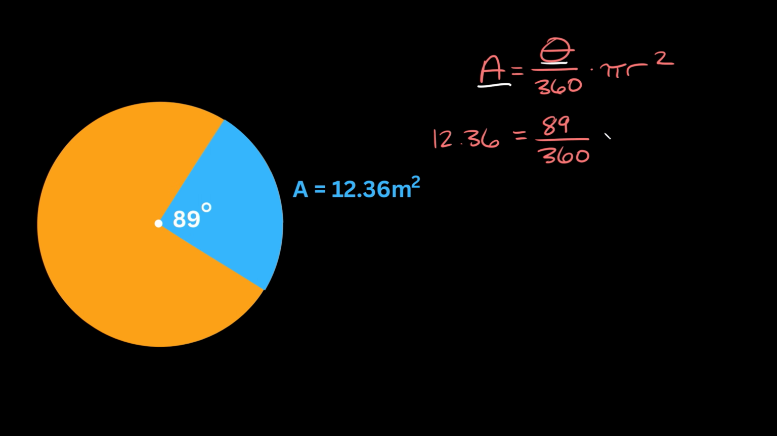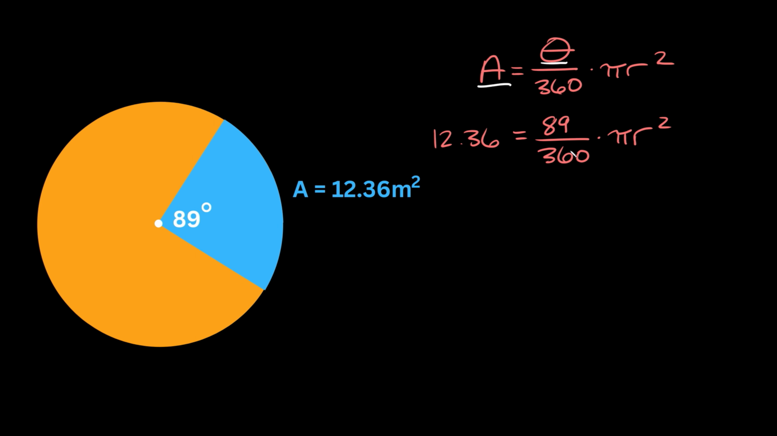Now let's write in the rest of our formula. So here we're just going to multiply times pi r squared. And again, we don't know the radius, right? That's what we're looking for. So in order to solve for r, we want to isolate it, right? So let's try and get rid of some of these numbers. So let's move these numbers to the left side.